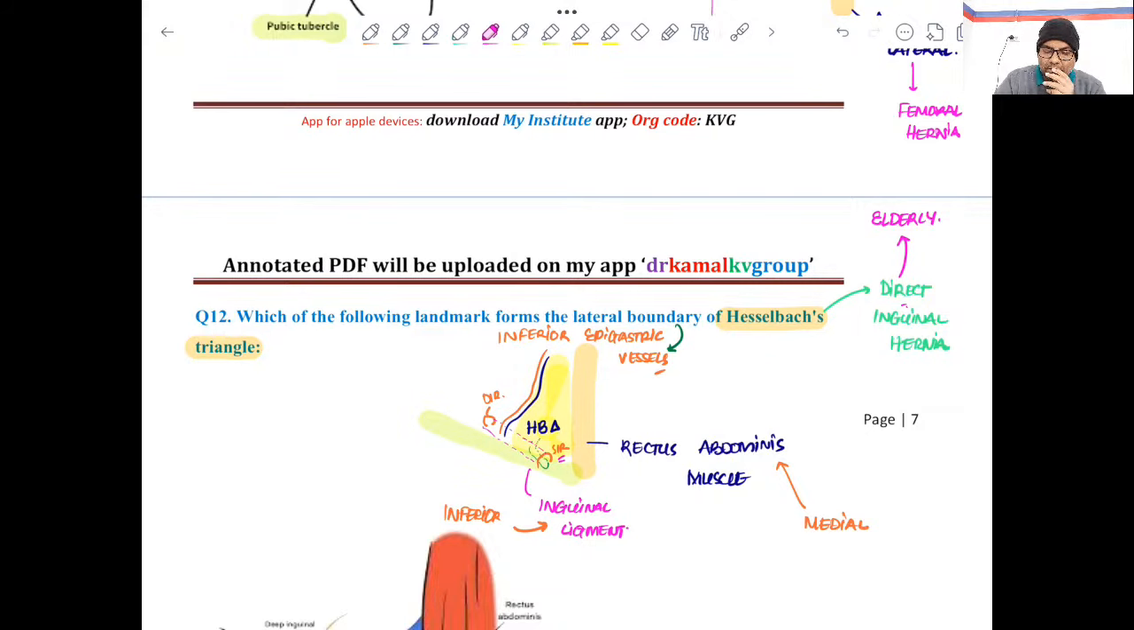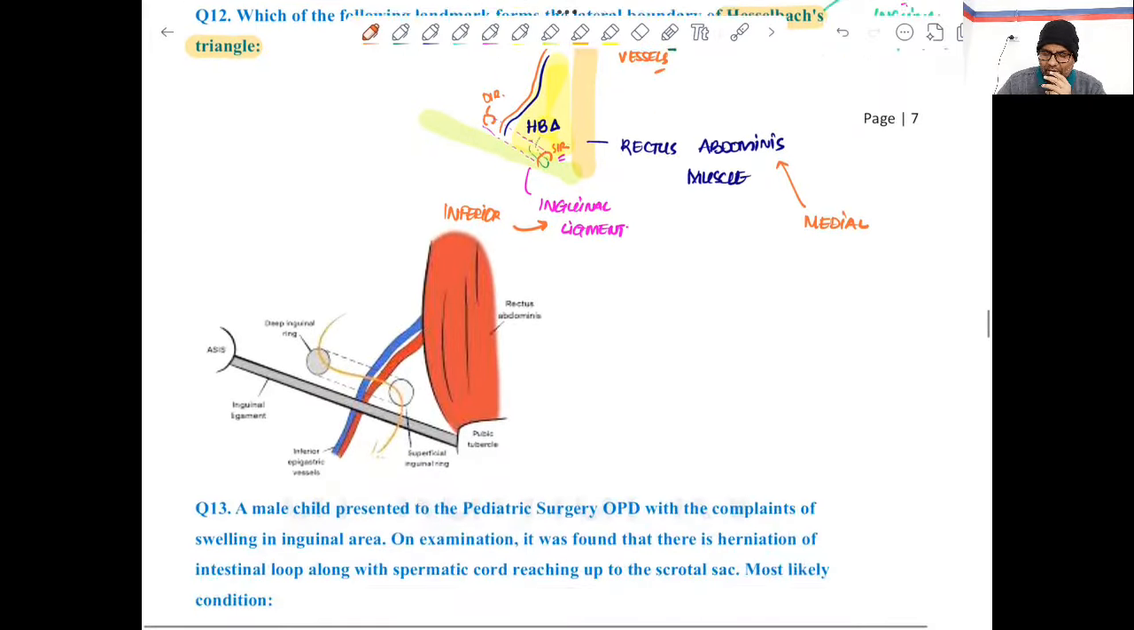Clear? And there is a prolonged, chronic history of exertion, like coughing, constipation. So just two points to answer direct inguinal hernia: elderly and history of chronic exertion. Clear? So this is direct inguinal hernia.